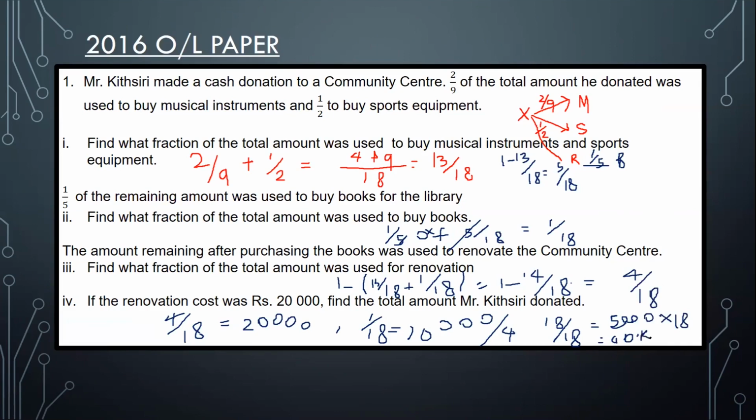Okay. So is it clear for you all? Like this, when you read the question, you all have to take these branches, and with those branches, you all can easily do this question. Okay. So is it clear for you all?